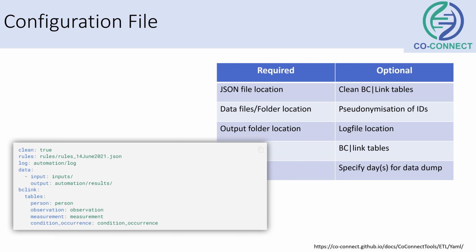To define the minimum level of automation, the required criteria is to provide the data, JSON file, and output folder location. Additional options can be activated by optional functionality, such as cleaning or clearing the BC-Link tables or pseudonymization of IDs, etc. For more details, please check the link on the slide.